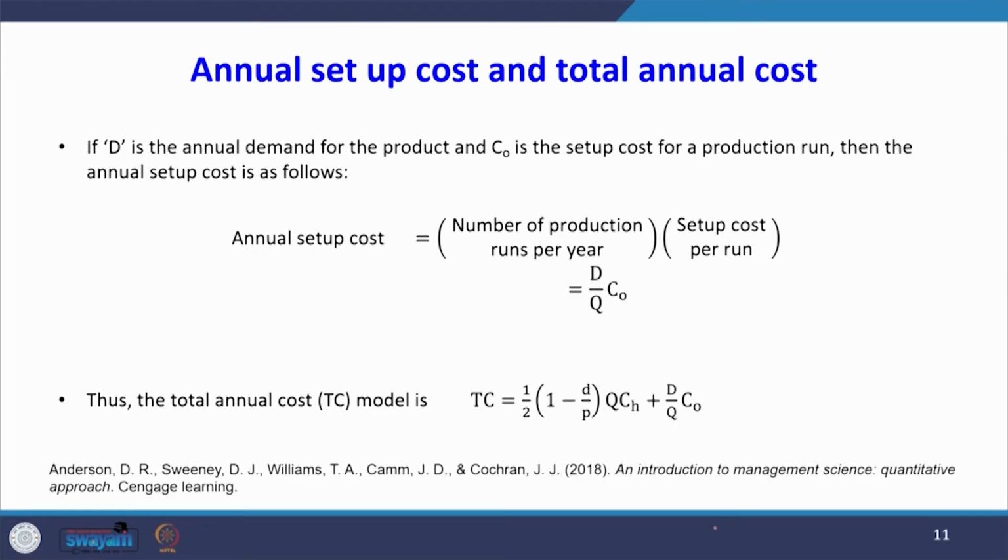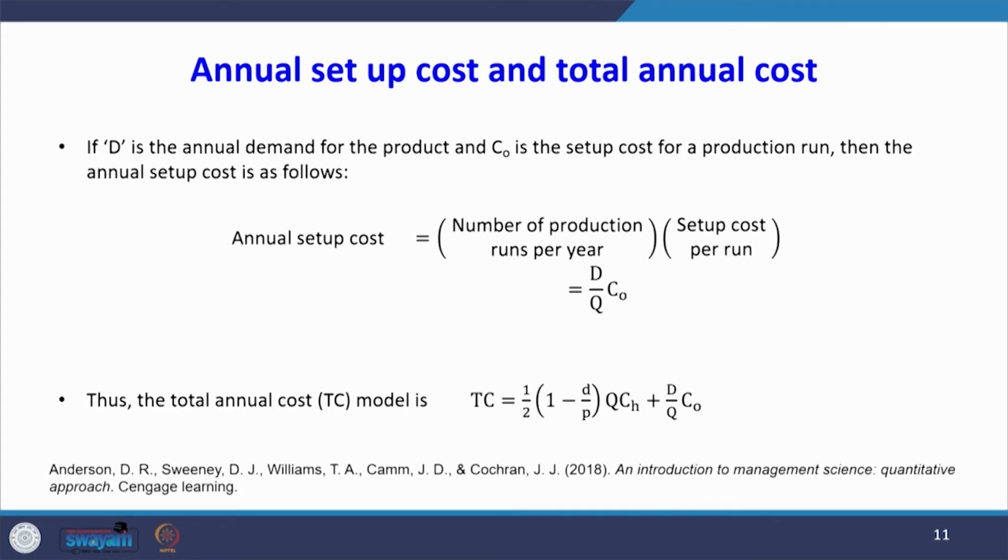Now, we will find the annual setup cost and the annual total cost. If capital D is the annual demand for the product and C naught is the setup cost, see, previously we used the notation C naught for the ordering cost. Here C naught is the setup cost for a production run. Then the annual setup cost is the number of production runs per year multiplied by the setup cost. It is similar to the number of orders: demand divided by lot size is the number of production runs, multiplied by the setup cost per production run.